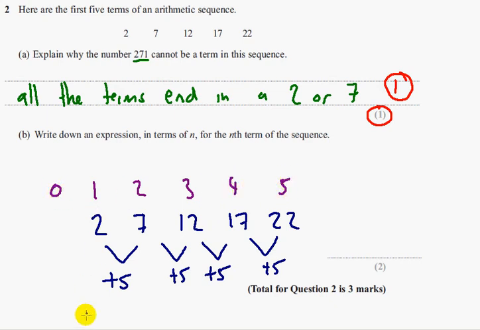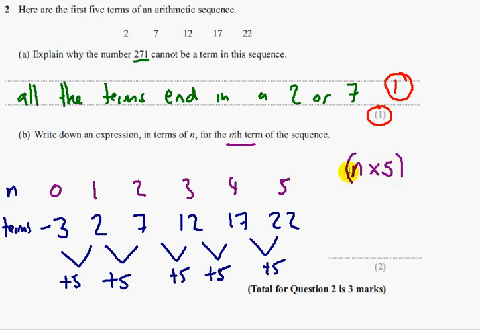and when n is 0, we need to take away 5. Well, still adding 5 from 0 to 1, but we're going to take away 5 from 2, and that gives us minus 3. So remember, these are your n's, these are your terms, and the question says write down an expression in terms of n for the nth term. So it's going to be n times 5 and then minus 3.